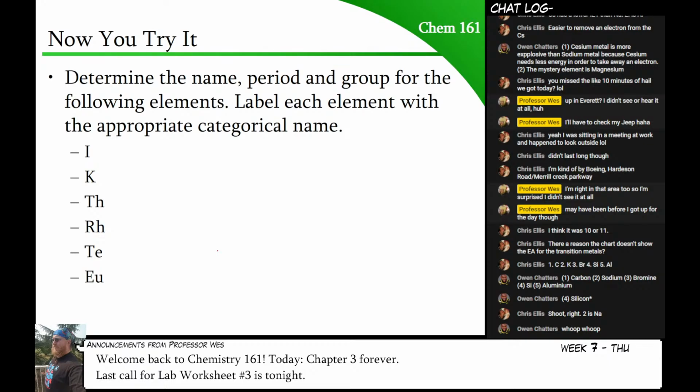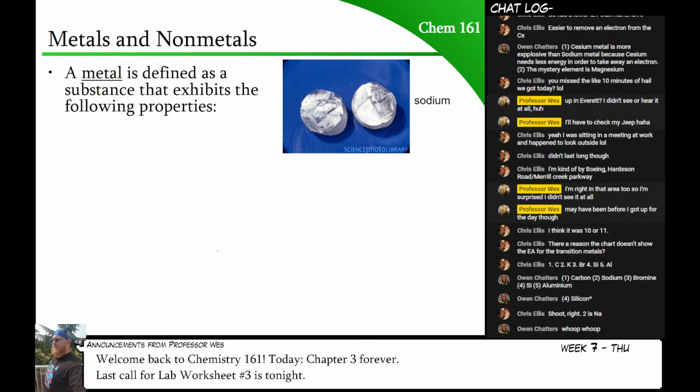This is trivial. I'm not going to have you do this, because spending 5 minutes on name, period, group, and then give it a label, you could do that on your own time. You did it in 140. I just want to get through Chapter 3 here.